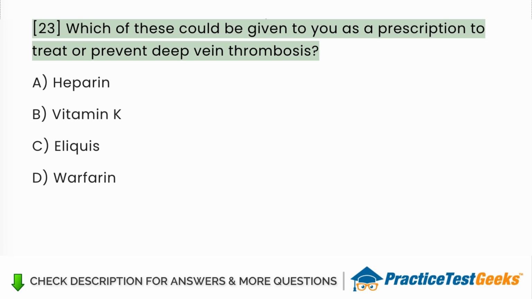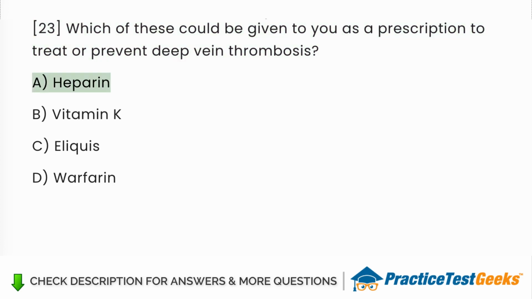Which of these could be given to you as a prescription to treat or prevent deep vein thrombosis? A. Heparin. B. Vitamin K. C. Eliquis. D. Warfarin.